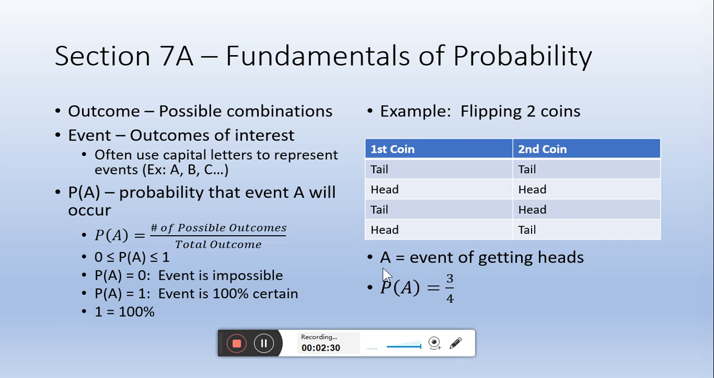So let's say A is an event of getting heads. We're only interested in getting heads, so that means we're only interested in anything that has heads in it. We have one combination with 2 heads, one combination with 1 head, and one combination with another head. So if they ask you, what is the probability of getting heads? P of A will be 3 out of 4, because we have 1, 2, 3 combinations with heads out of the 4, which is your total outcome. So that basically applies to this formula here: number of possible outcomes over total outcomes.